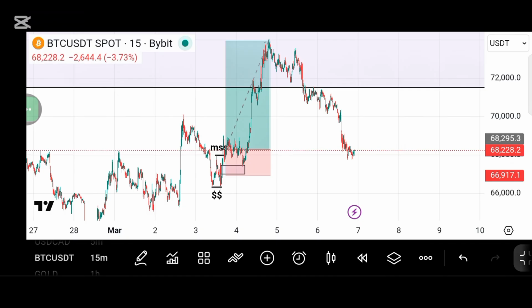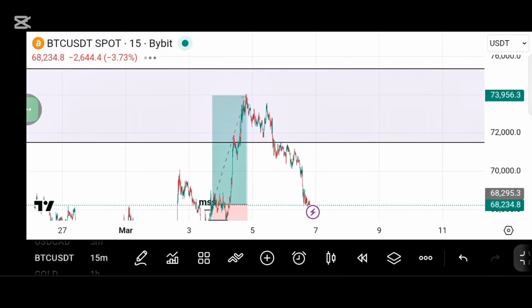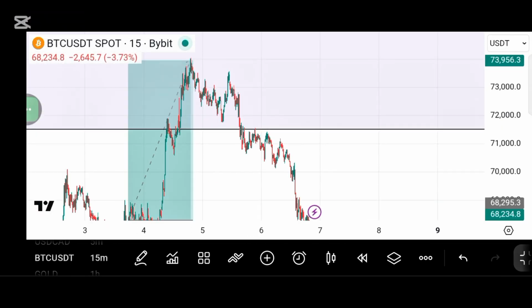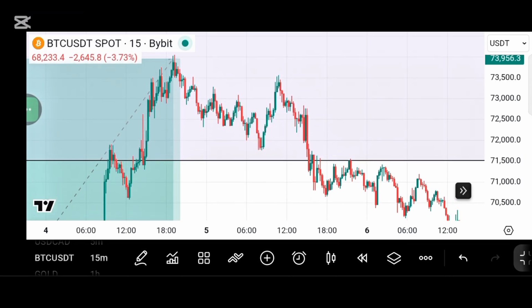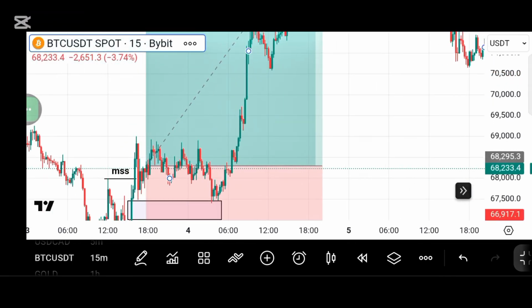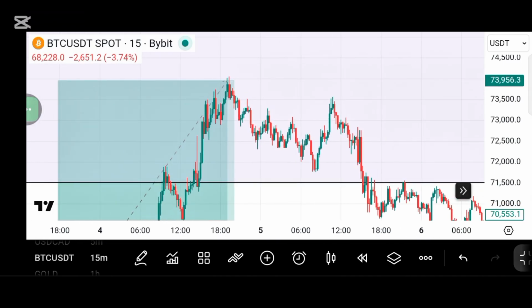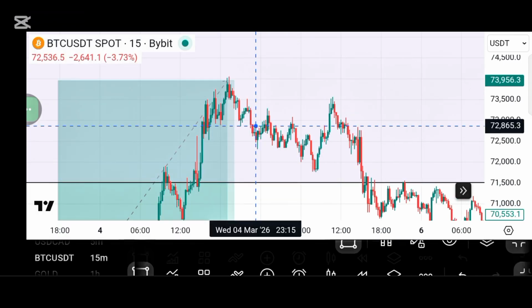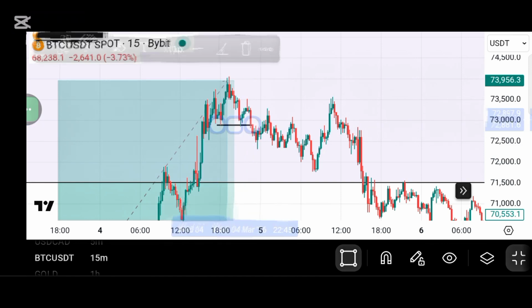But now, if I was still interested in the overall trend, which would have been more profitable, I would have just come back to this point of interest, looked for a swift shift in market structure, just like I did here. I would have just come back and taken this one as my market structure shift here. Let me show you how I would have traded this if I was still interested.